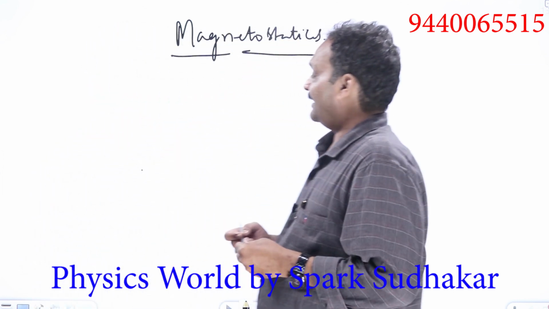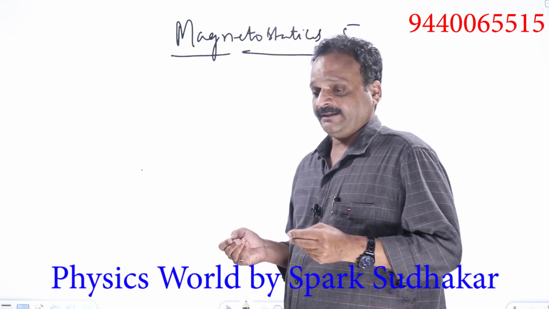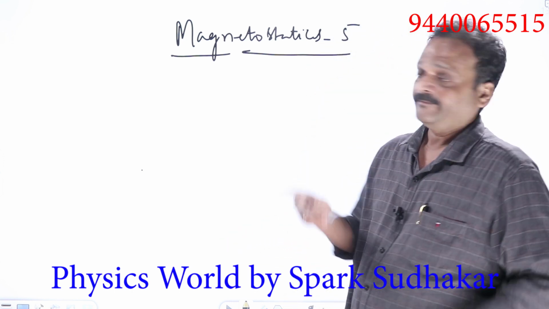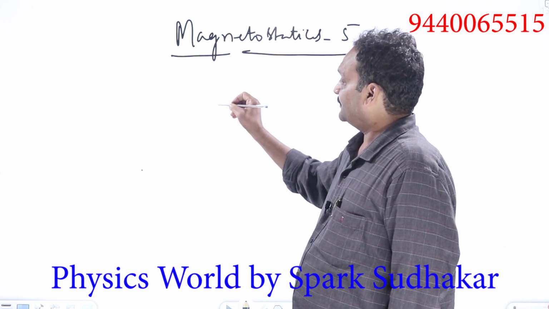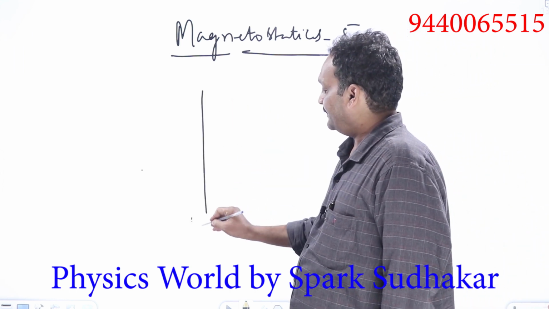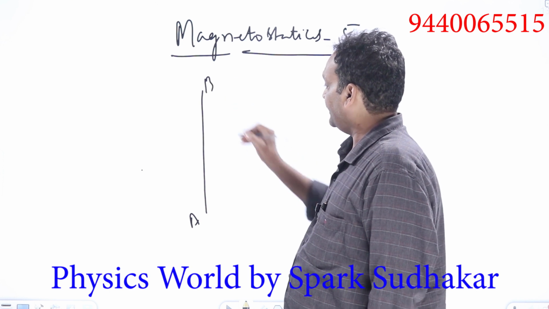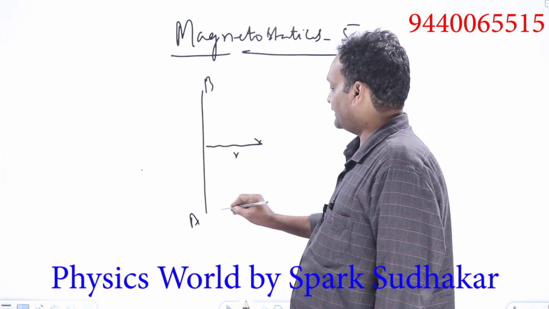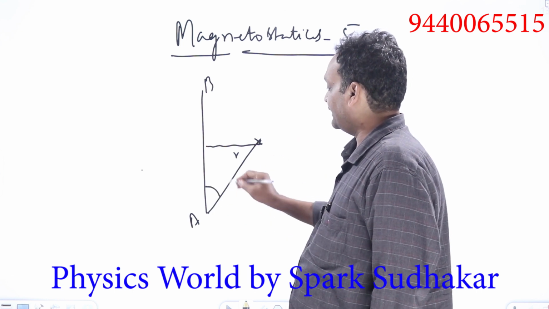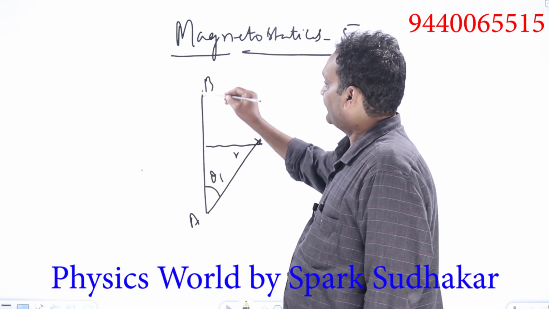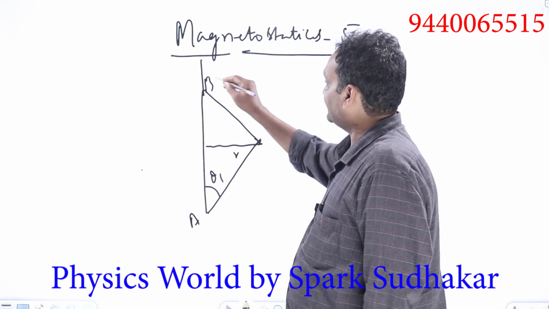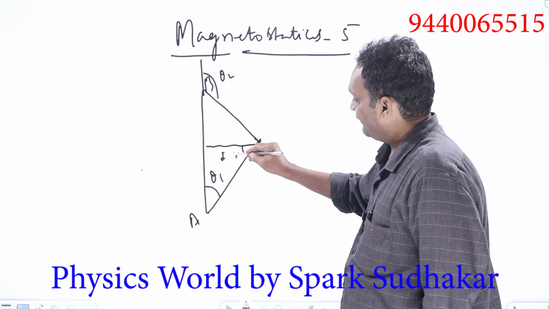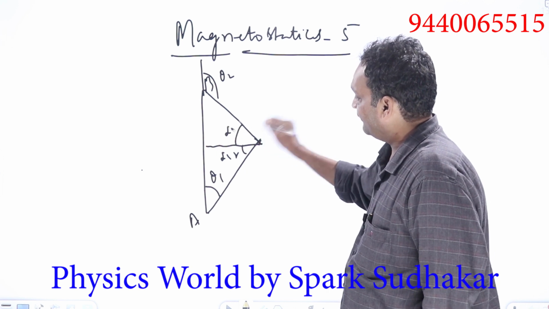In the last videos, we have seen the magnetic field due to various wires. Due to a wire segment AB of some length, what is the magnetic field at a perpendicular distance r? We have taken this as angle theta 1 and this as angle theta 2. If this angle is alpha 1, this angle is alpha 2.